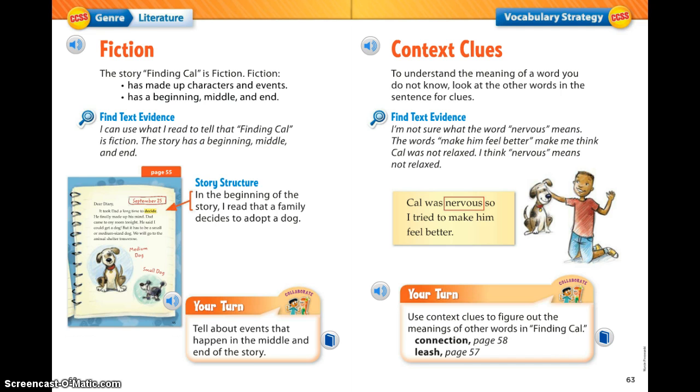Story structure. In the beginning of the story, I read that a family decides to adopt a dog. Think about what happens in the middle of the story. Think about what happens at the end of the story.